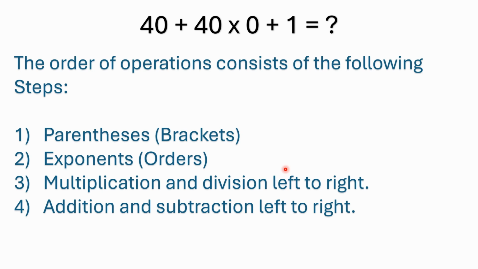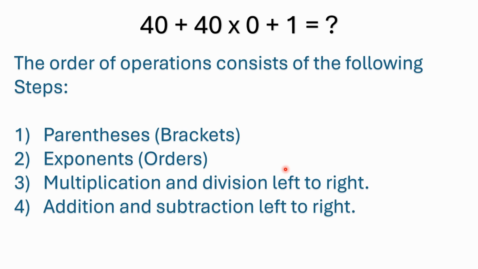Number one, parentheses, which you might also refer to as brackets. Number two, exponents. Some people might refer to these as orders. There are several acronyms out there, but the common ones are PEMDAS or BODMAS. They both give you the same answer. And so rather than exponents, you might refer to them as orders.